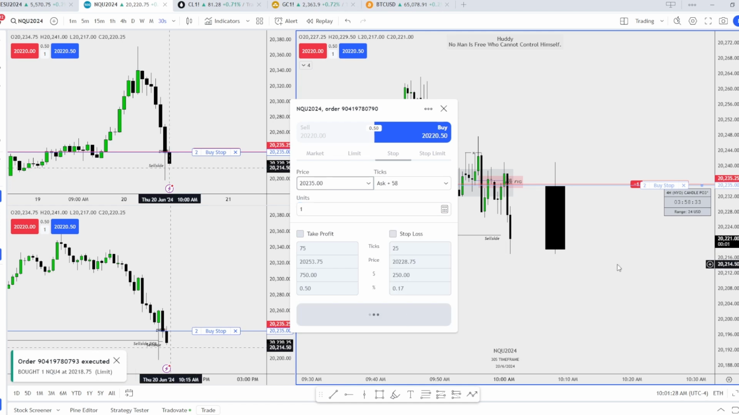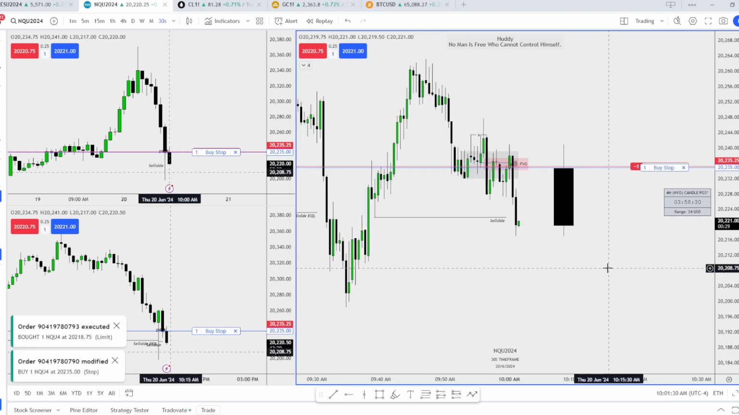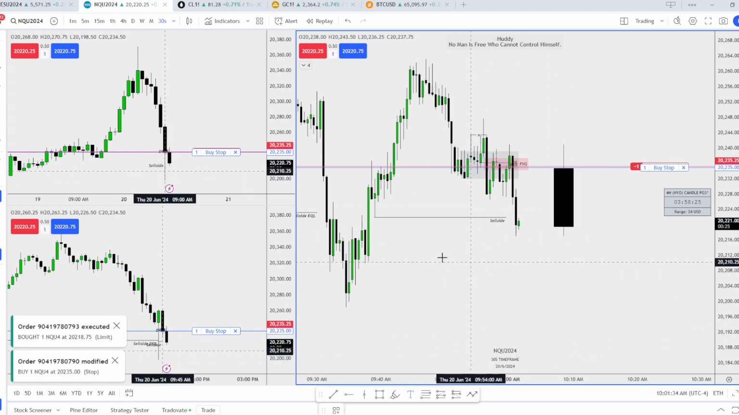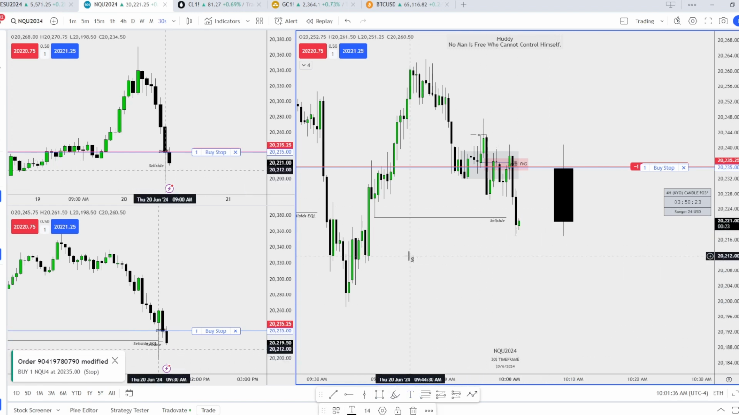Then you see that I just got a partial taken out, and now I am waiting to see if we can get to that overall draw on liquidity, which is that 9:35 a.m. low. And I would expect this to continue lower, but what are we doing? We are taking positions off at where we could expect a bounce, retracement, or a full-on reversal.